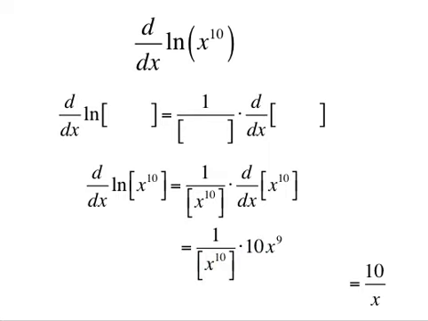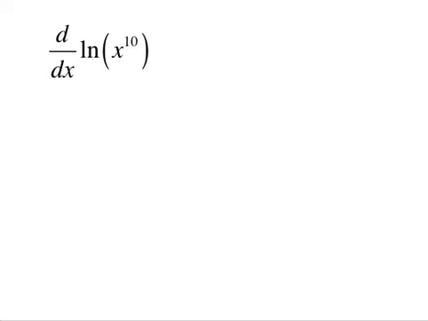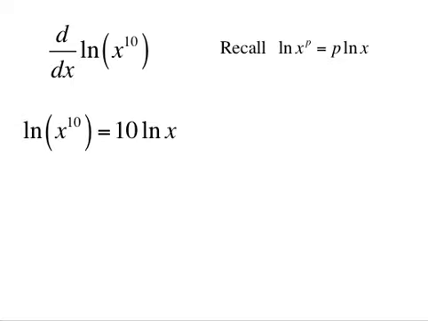Now, there's another way we could have done this. We recognize that the log of x to the 10th can be simplified using one of our rules of logarithms. So let's take a look at that. We're interested in the derivative with respect to x of the natural log of x to the 10th. But our rule is that the log of x to the p, you can pull the exponent down, that's just p times the log of x. That's true for any base. I'm just using natural log here since that's what's in our example. So I can rethink of log x to the 10th as 10 times log x.